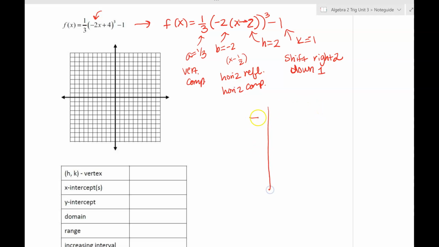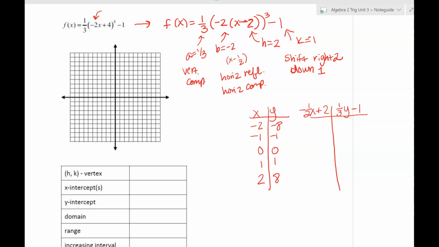So our transformation tables for this graph, we would take those basics of that function and their cube, and then our transformation table for our b will have a -1/2 that multiplies x. For our h, we'll be adding 2. For our a, we'll be multiplying y values by 1/3, and for our k, we'll be subtracting 1.